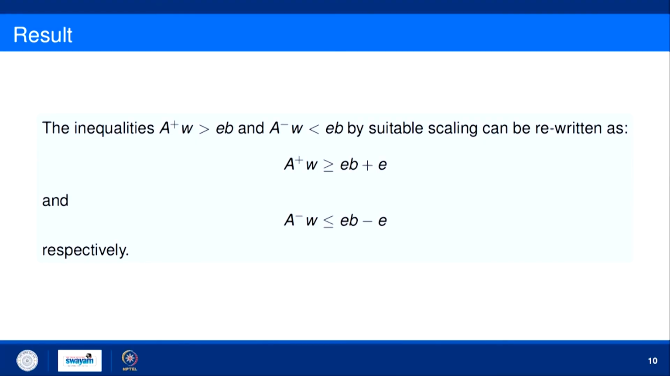But before going into that result, first we have to understand this inequality. What this result is basically saying is that the inequality A plus W greater than EB and A minus W less than EB, by suitable scaling, can be rewritten as this. Why and how? Is it really true? That we have to see. Because why are we doing this? If we are having strictly greater than or strictly less than type of constraints and we are formulating an LPP, it is not easy to solve such problems.